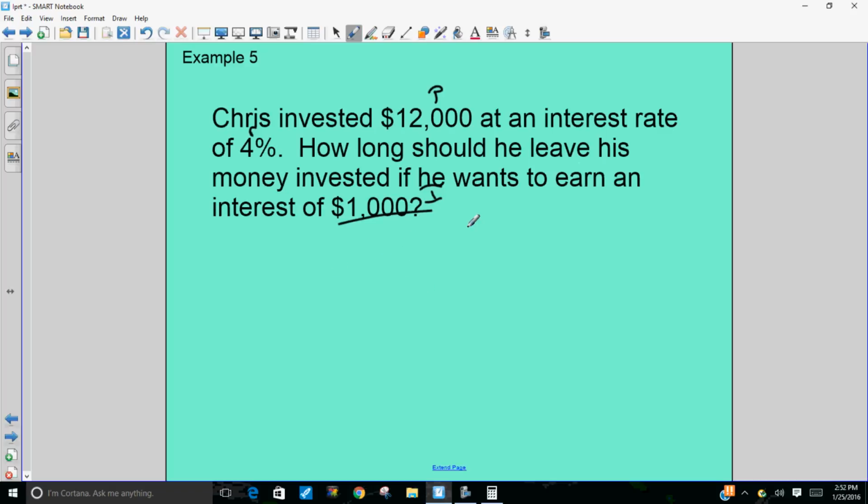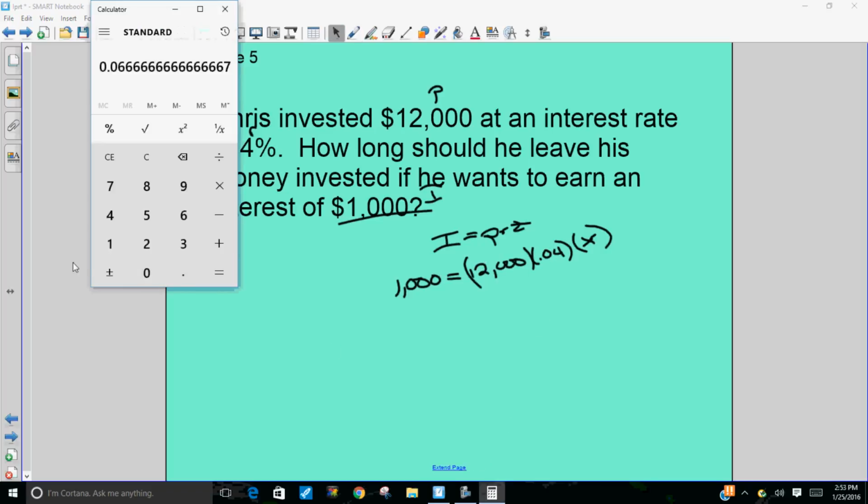Okay, well, I equals PRT. Well, I know the I, that's 1,000. Okay, I know the principal, that's 1,200. I know the rate, it's 0.04. The time I don't know, that's what I'm looking for, so I'll call that X. Okay, so remember these require us to do 2 steps. First step, I'm going to have to do 1,200 times 0.04.